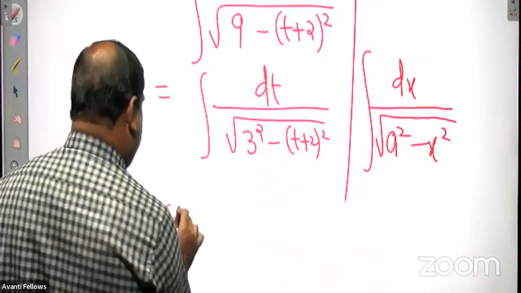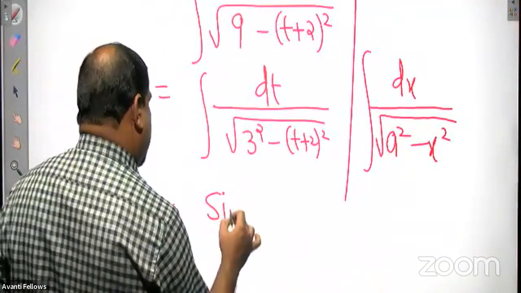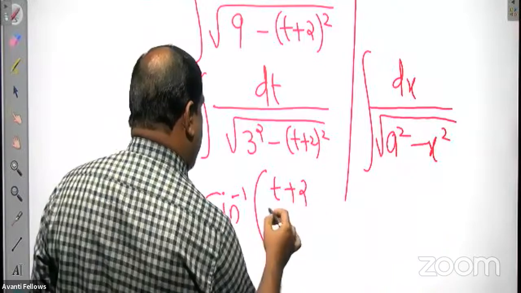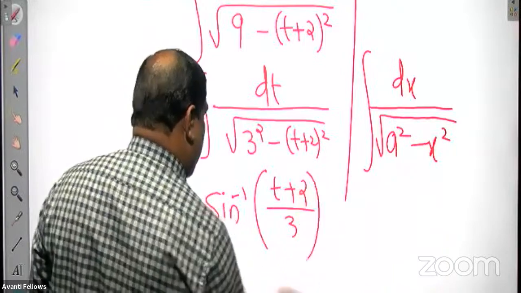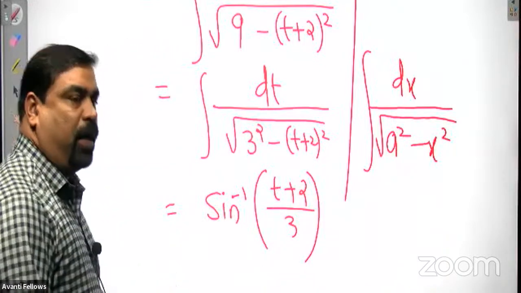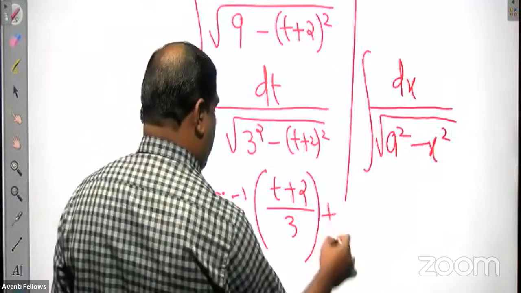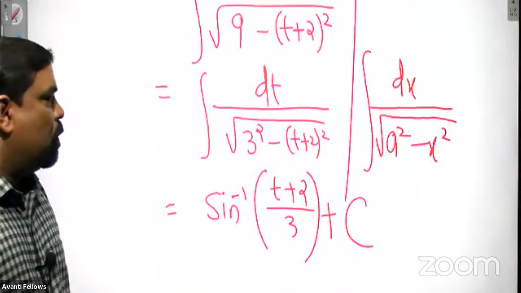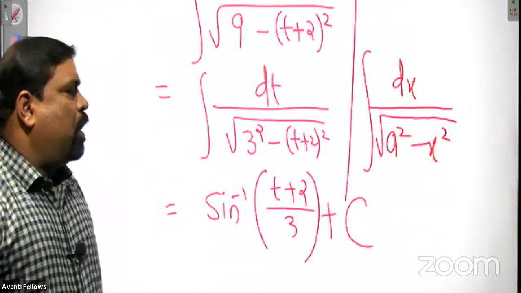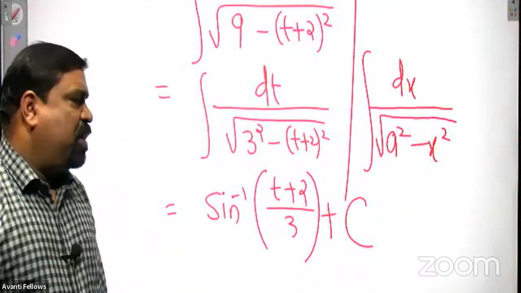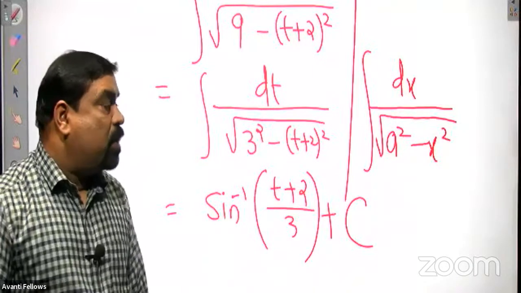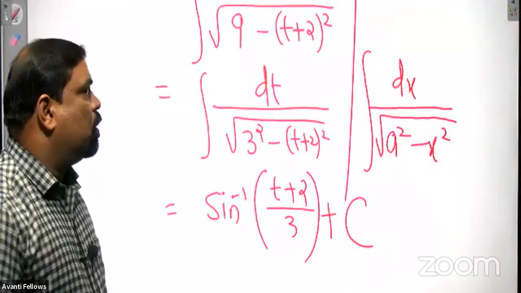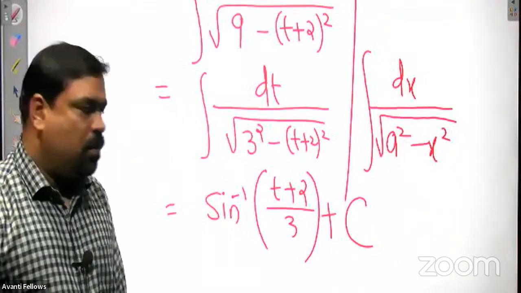So apply the formula. So this is equal to sine inverse of t plus 2 divided by 3, sine inverse x by a, plus c. Again, replace t. Okay, what is t? You know, t is what? e raised to x, no? e raised to x.